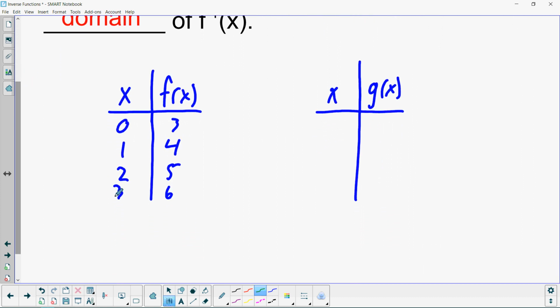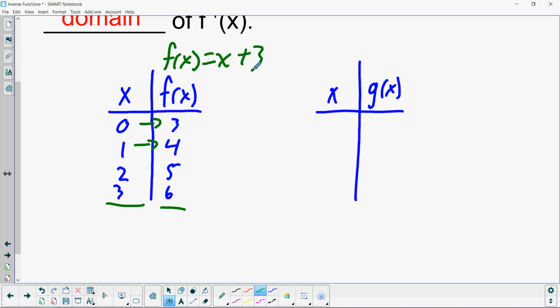Let's say I have a function f. Here are my inputs, 0 through 3, and here are the outputs, the things I get when I plug them in, going this way. When I plug in 0, I get 3. When I plug in 1, I get 4, and so on. This is just our f of x equals x plus 3. We're adding 3.